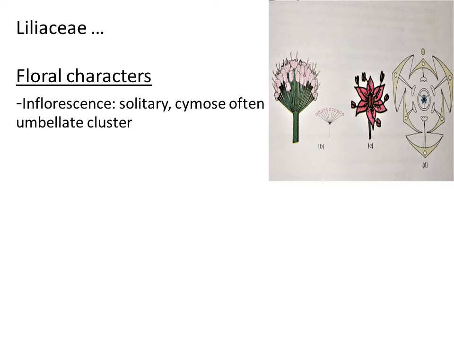Then in some cases the flowers are solitary. In some plants they are cymose inflorescence, and here we have an umbellate cluster. Umbellate is a type of racemose inflorescence. So especially in the case of onion we have racemose inflorescence, and the type of racemose inflorescence is umbellate cluster.